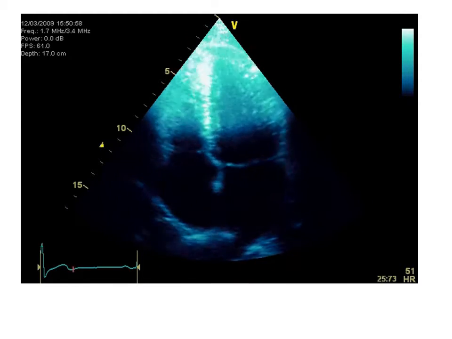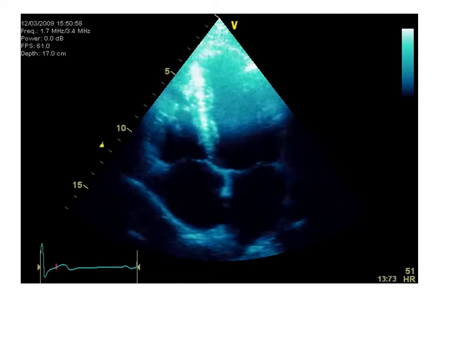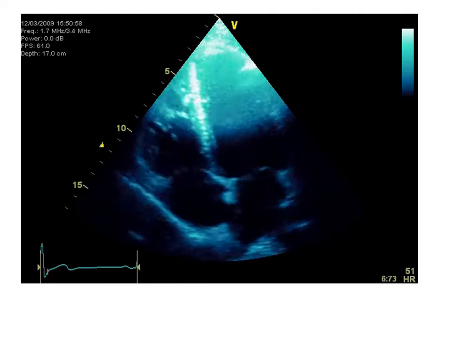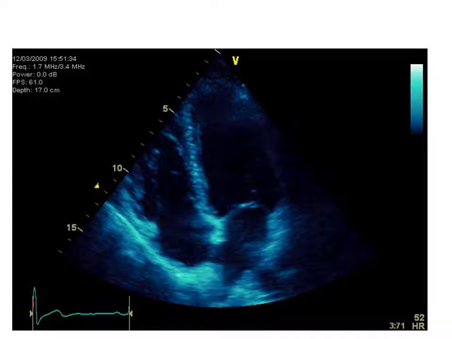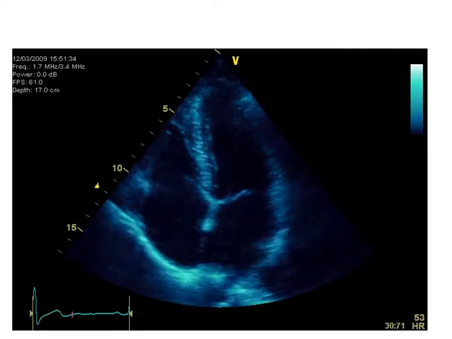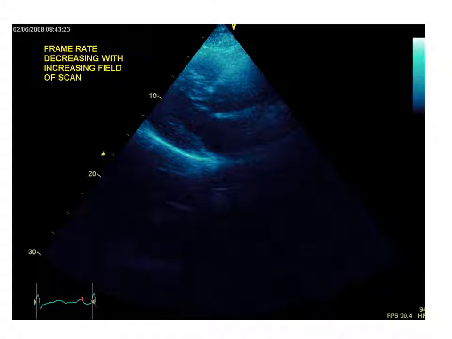Talking about gain, this is an inappropriately high gain on this picture, and you should be lowering it. If you lower it, this is how it would look. So here you've got your gain optimized. Here you've got too much depth. You can see from the scale on the left side that this is scanning at a depth of 30 centimeters. Again, you don't need 30 centimeters.